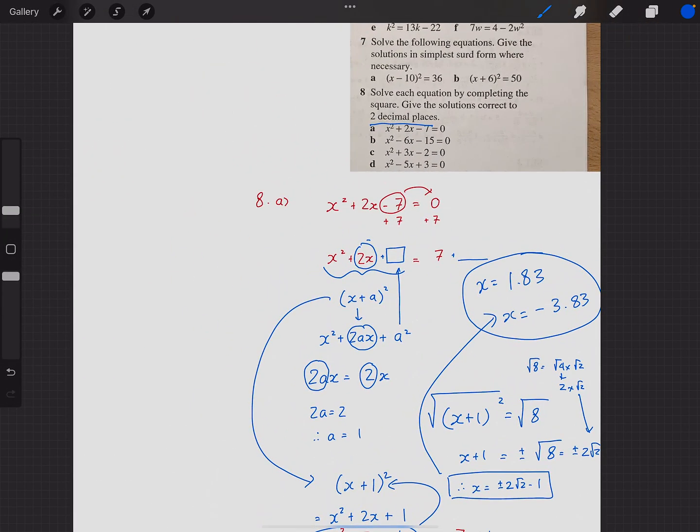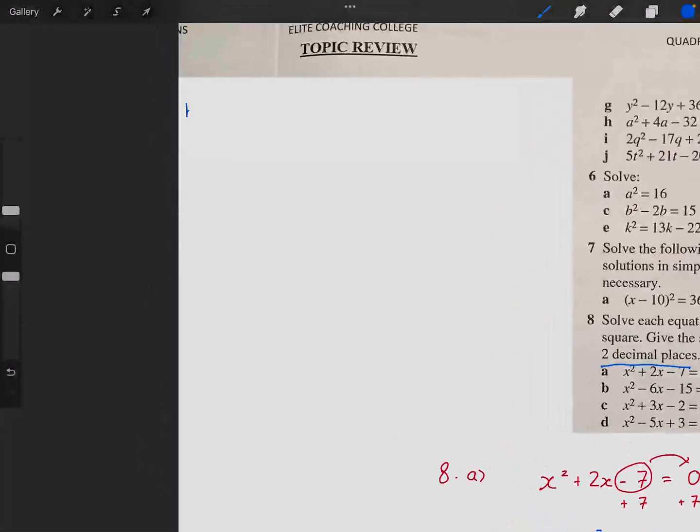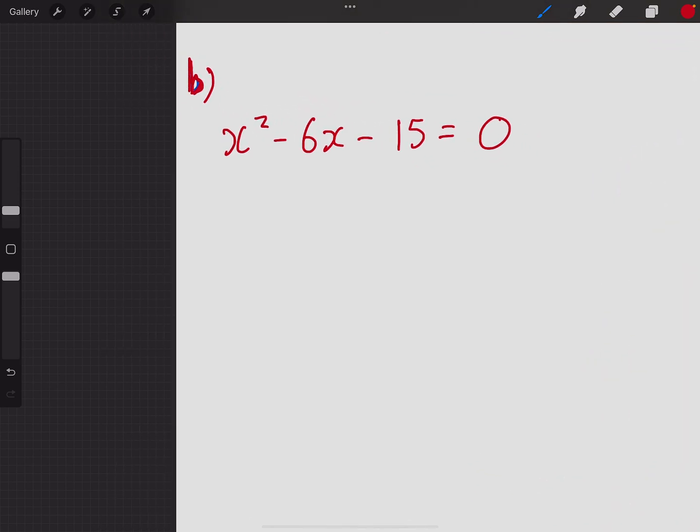So let's try again with question B. You're going to have x squared minus 6x minus 15 equals 0. Again, we're going to get the constant and bring it to the other side. So we're going to add 15 to both sides. So you're going to get x squared minus 6x equals 15.